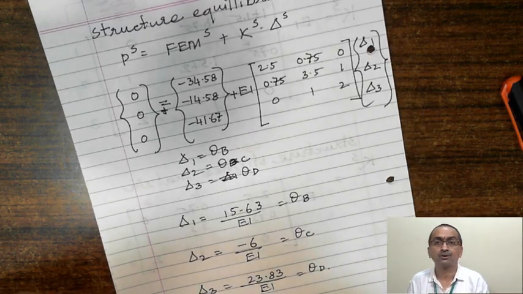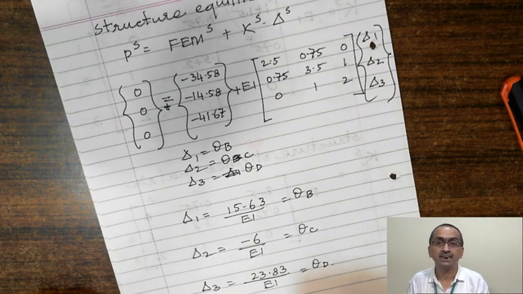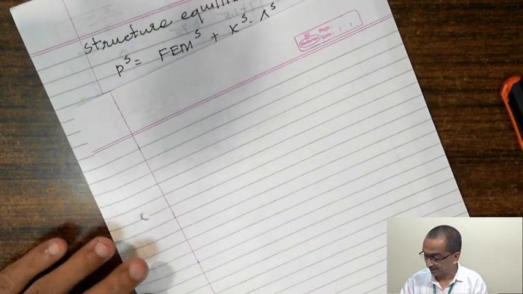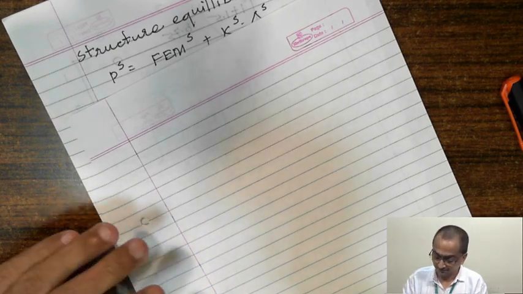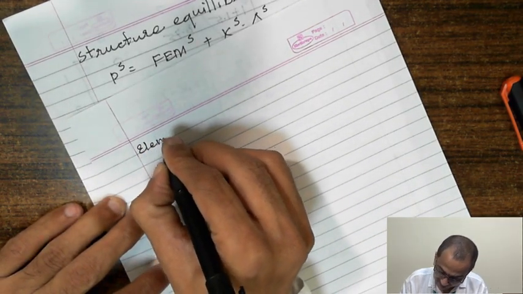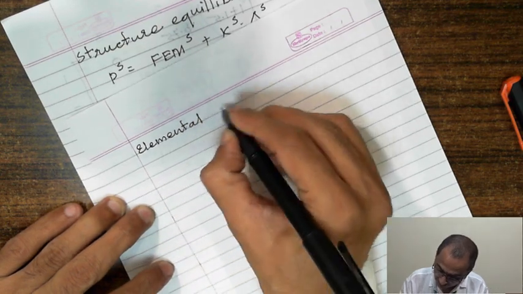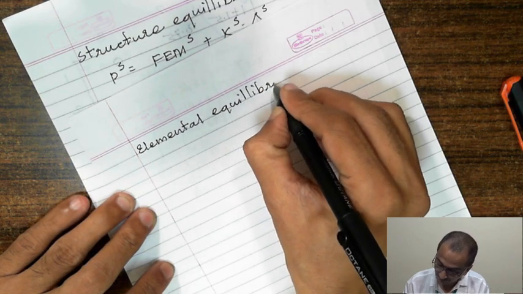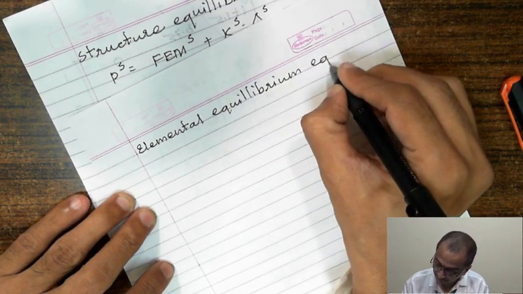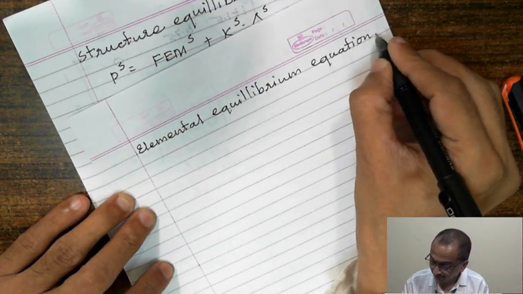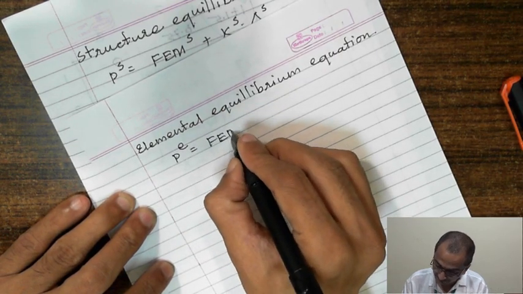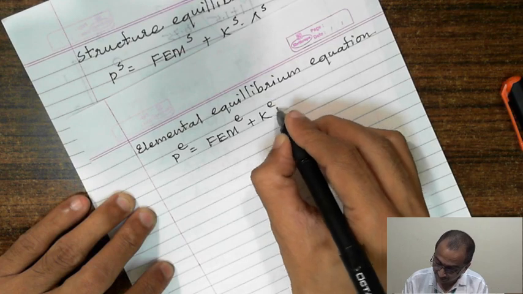Now in this lecture we will concentrate on writing the final element equilibrium equations for all the elements and finding the end forces, end moments and end reactions. So the last step is the element equilibrium equation. The format of the equilibrium equation is the same, whether it is global or local. The elemental equilibrium equation is P element = FEM element + K element delta element.